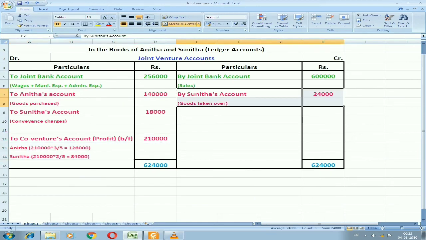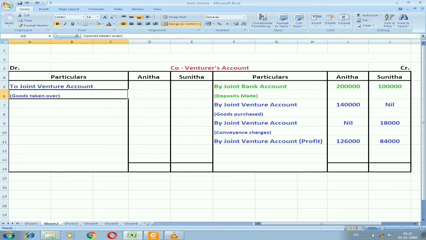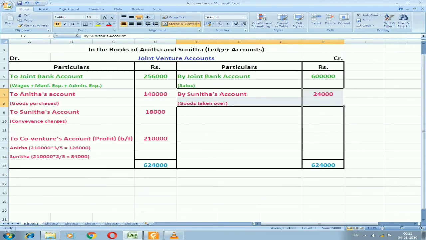On the credit side, we have one, that is Sunita's account, goods taken over, 24,000. Here it is on the credit side. When we are recording it in the co-venturer's account, we are supposed to record it on the debit side, that is "to joint venture account". The reason is goods taken over. In Anita's column nil, and in Sunita's column it will be 24,000. Apart from this, we don't have any other information related to co-venturers.